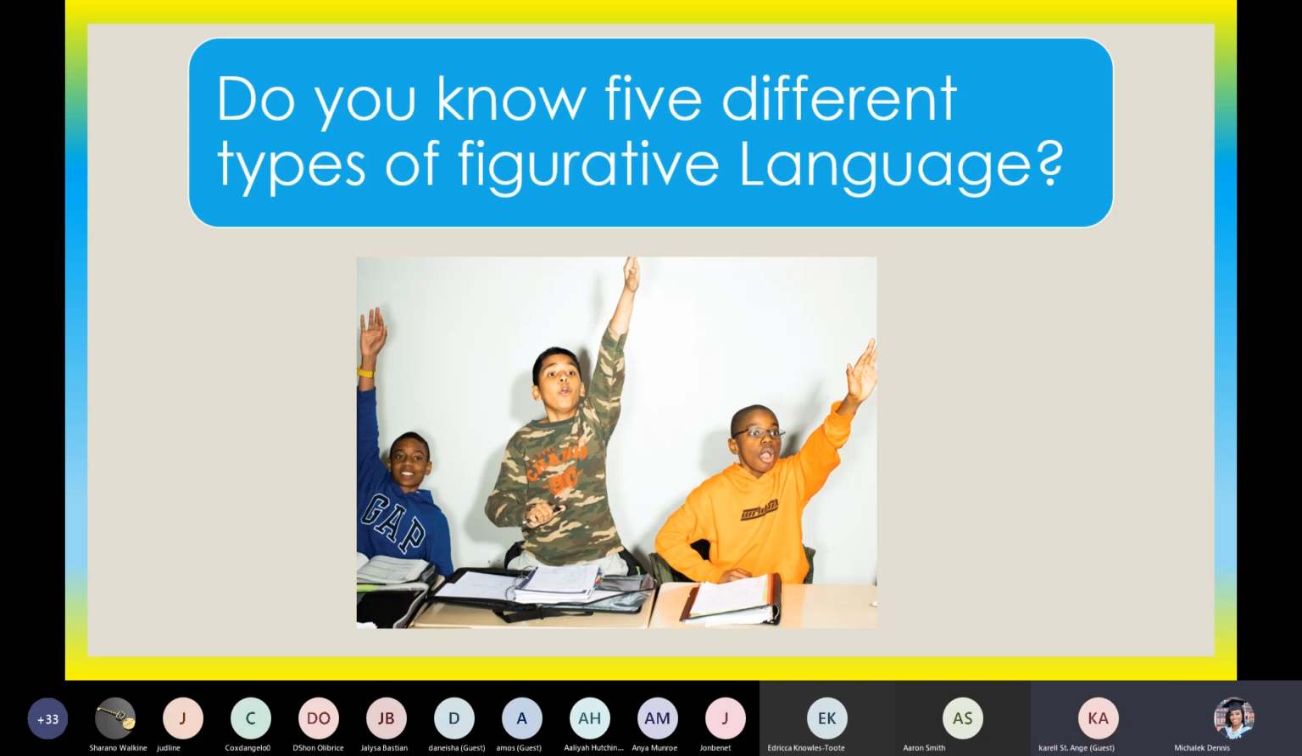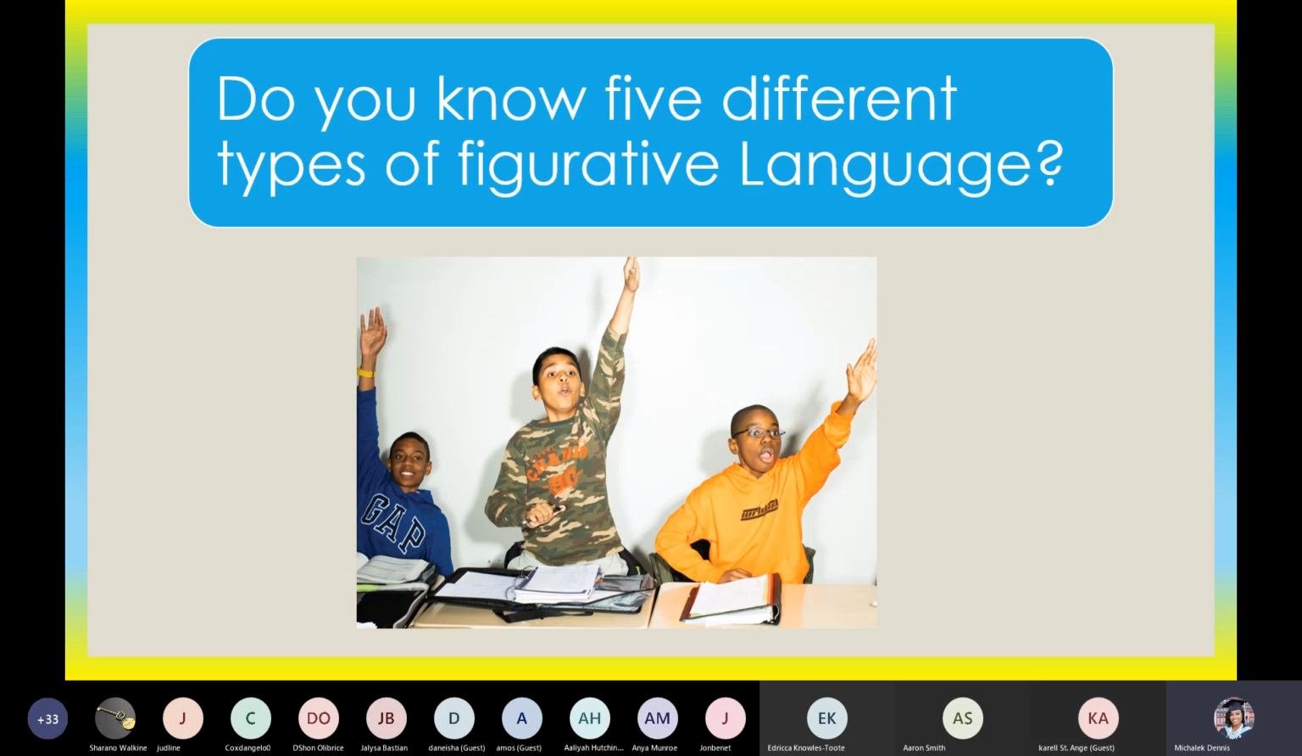Okay, I want you to put inside the chat. Do you know 5 different types of figurative language? What type of figurative language do you know are the most common ones we use? We used some of them earlier. I don't see my chat going off. Put it in the chat.